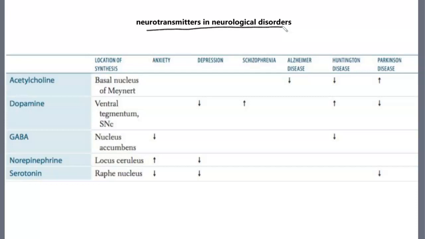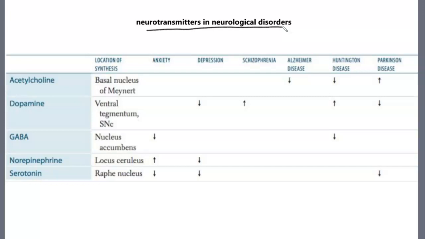So when you're looking at this table, I want you to look at each disease step by step and look at the location of synthesis of the different neurotransmitters and then try and memorize this. This is something I would recommend doing like a day or two before your exam. Just watch this video and then have this visual picture in your mind so that if you do get asked questions on it, then you'll be able to answer them appropriately.